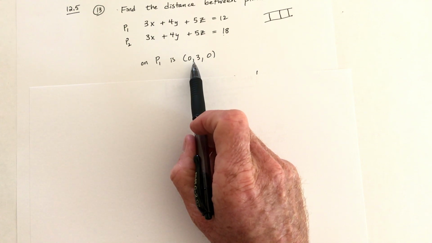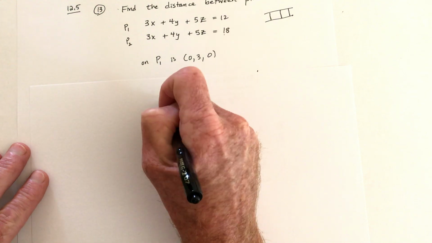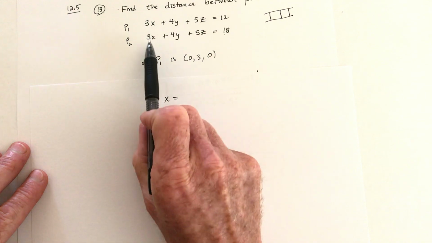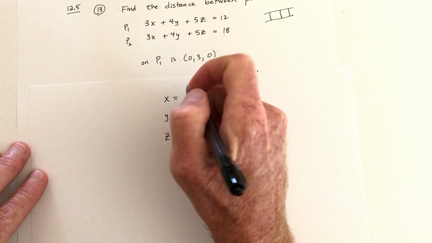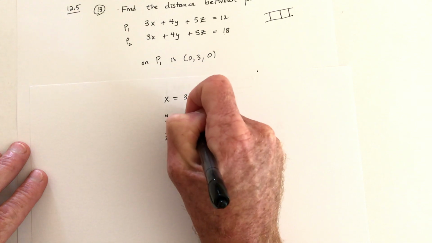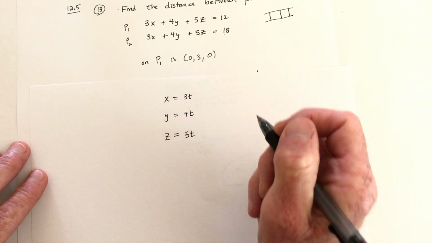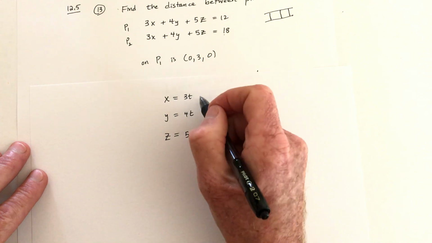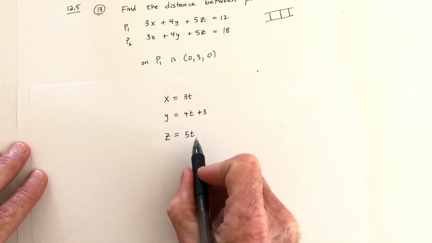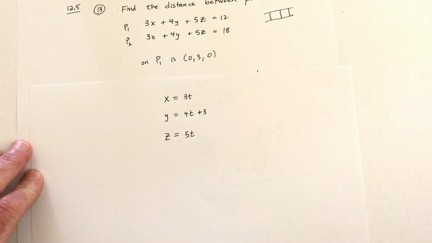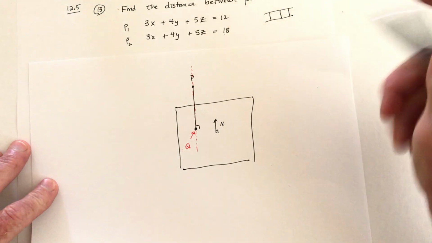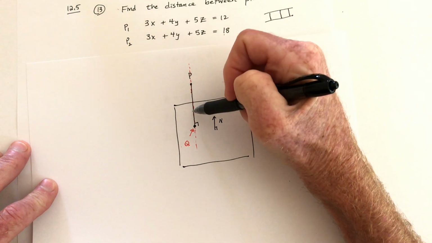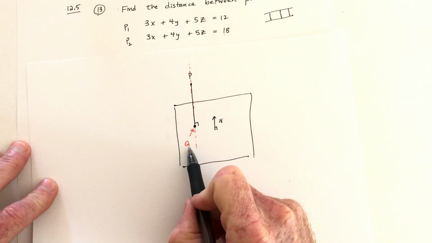Okay, so now find the equation of the line. So the line is going to be x equals, y equals, and z equals. So it has to go in the same direction as this. So it's going to be 3t, 4t, 5t. And then it needs to be plus this point right here. So that would be 0 plus 3 and 0. Okay, that is this red line that I just showed you, this dotted red line. I already found that red line. Now I need to see where this red line intersects with the plane so that I could find this point Q.